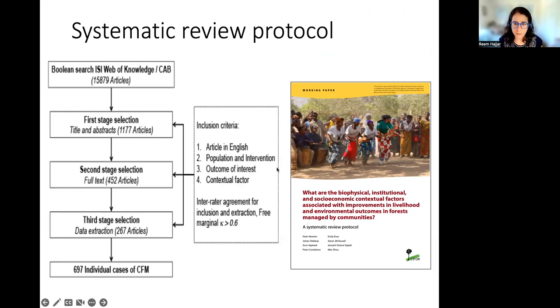I won't get into all the different steps, but just to note that we started off with keyword searches and such in over 15,000 articles that we then whittled down according to our selection criteria to 267 articles. And those articles represented 697 individual cases of community forests around the world. This was a very carefully designed, exhaustive review of the literature.